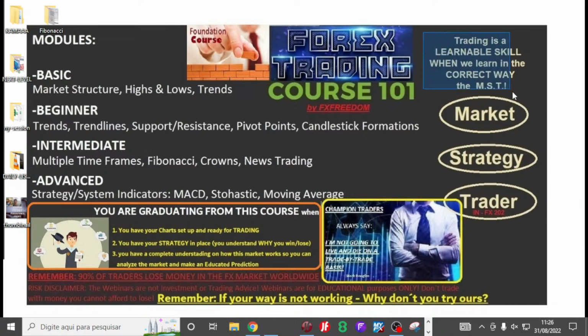Remember, trading is a learnable skill when we learn in the correct way the three pillars. The three pillars of the foundation, not the advanced. The advanced is down in here, the Forex course 202, everybody. Pillar number one is the market. Pillar number two is the strategy, and we're going to learn about the strategies in the advanced module. And the big one, it's the trader. Talking about the trader more in the Forex course 202.